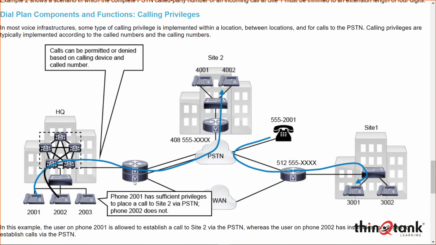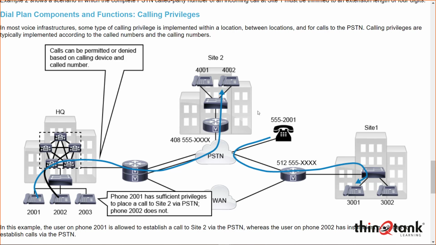Say phone 2001 wants to dial the PSTN or place a call to site 2. It has a search space that includes the 4000 extensions in its list of phone books, but 2002 does not. So 2002 would get a fast busy, indicating that the call cannot proceed.